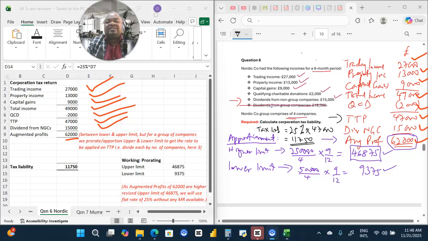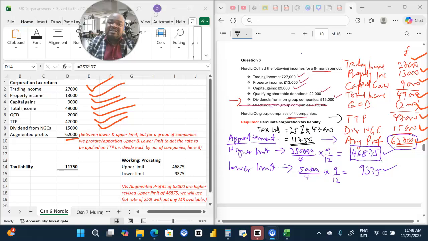Now, 62,000 is between the lower and upper limit, that is between 50,000 and 250,000, whichever way you want to look at it. So what then happens is if the income is within the upper and lower limit, you then have to apply 25% first and then apply marginal relief. However, you are only going to do that after revising the upper and lower limits. Why? Because they are indicators, they are signals that you should do so.